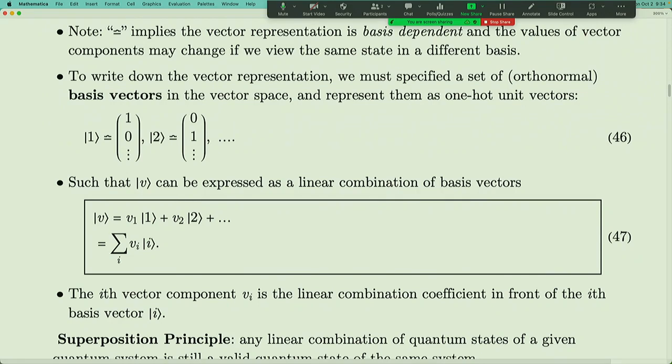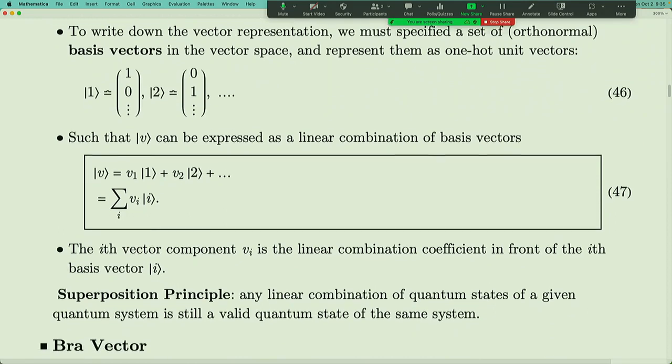As you can see, if I multiply this vector by v1, then v1 goes to this place, and multiply this vector by v2, v2 goes to the second place. Now if I add all of them together, I simply obtain a vector whose first component is v1, second component is v2, and so on, which is exactly the vector v in its column vector representation.